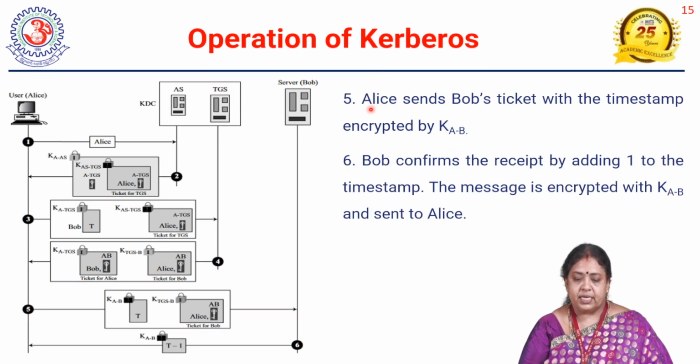Next, in the fifth step, what happens? Alice is going to send the Bob ticket with the timestamp, encrypted with K_AB. So, sixth step, by taking the ticket, it confirms that A is an authorized user and wants to access the services of the server. So it is going to reply with the receipt by adding 1 to the timestamp. By adding 1, the timestamp is returned back to the user. Thereby it gives confirmation that it is not a replay attack, the user is valid, and the server can provide the service.